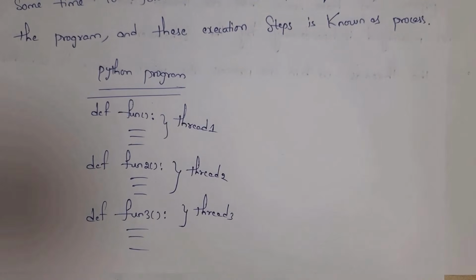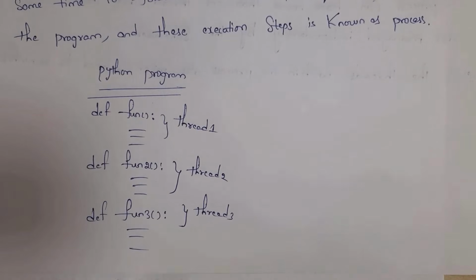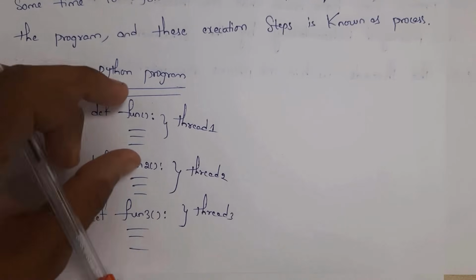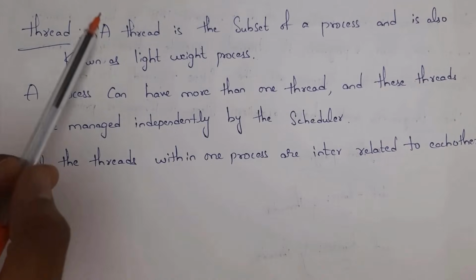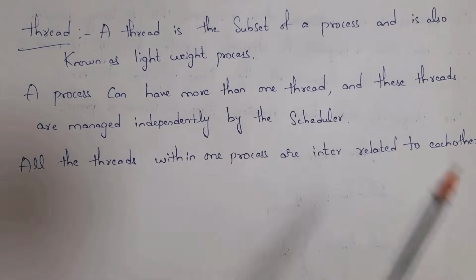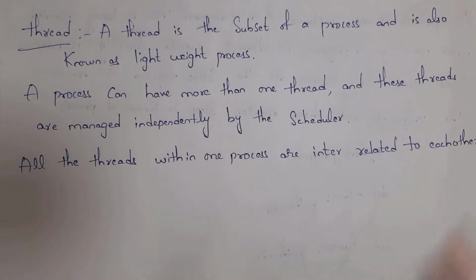And each and every process contains threads. There may be a single thread or multiple threads in a single process. For example, in this example there are 3 functions in total. This function is handled by thread 1, this function is handled by thread 2, and this function is handled by thread 3, and a thread is used to execute a block of code. So we call this thread a subprocess. A thread is a subset of a process. A thread is nothing but a subprocess and is also known as a lightweight process. We also call this thread a lightweight process.